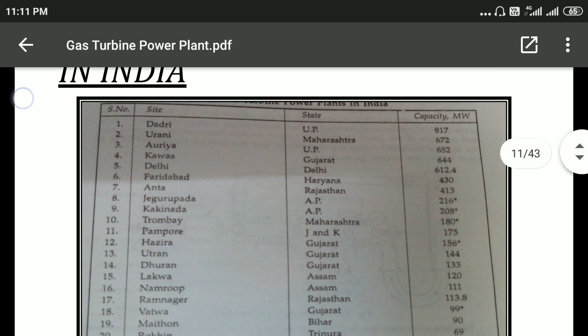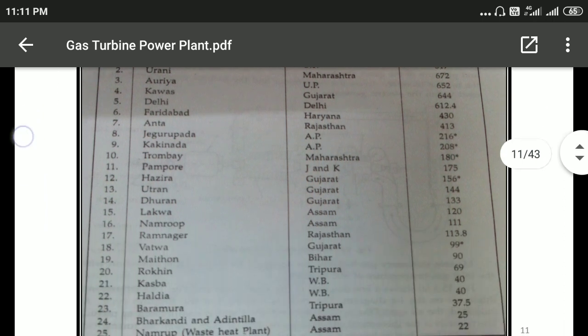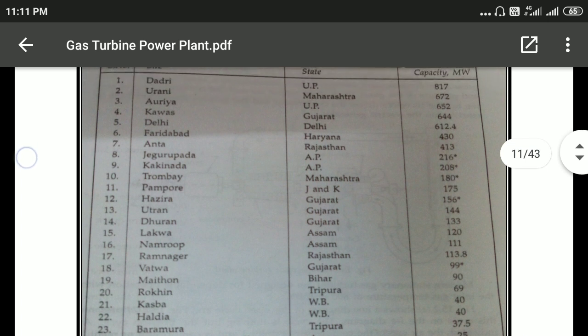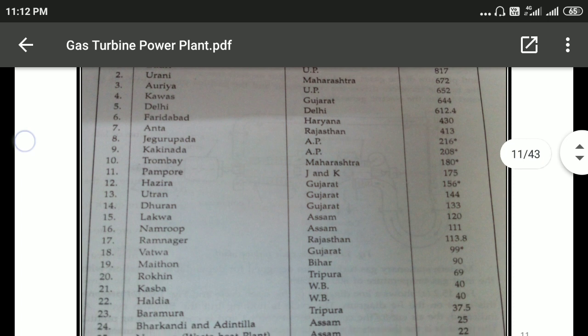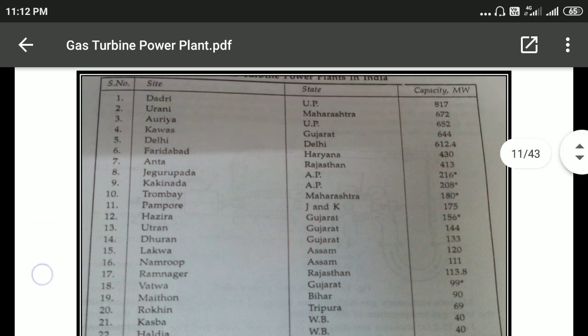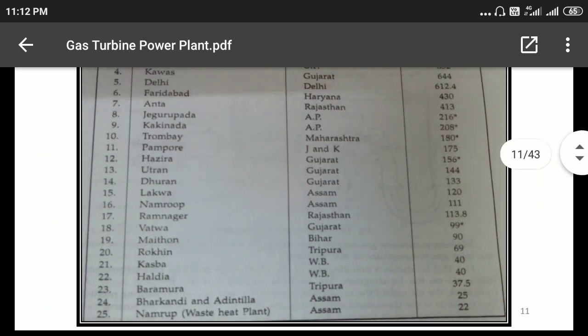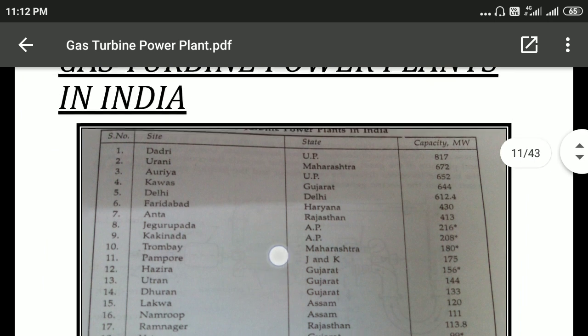Here we can see that there are many gas turbine power plants in India: Dadri, Uran, Anta, Faridabad, Delhi, Hazira, Uttaran, Dhuvaran, Lakwa, Matwa, and also the capacity is given, and the state is also specified. So this is for the simple gas turbine power plant.